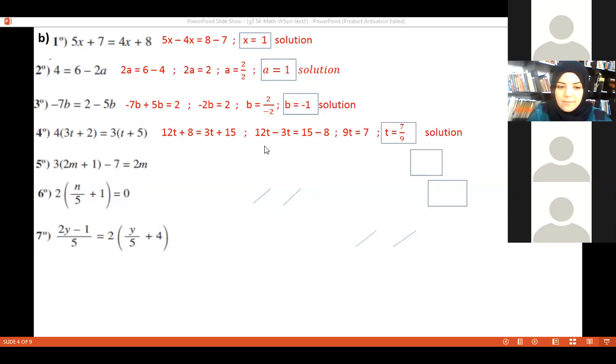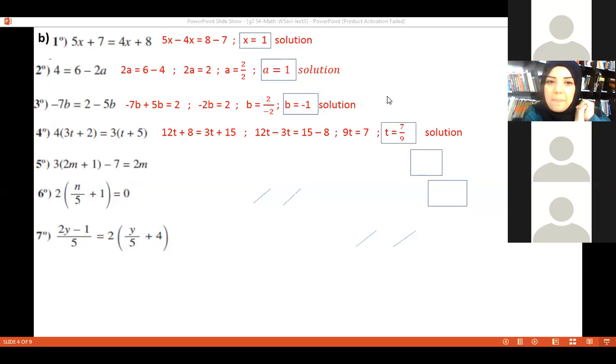How did we know that t is 7/9? Okay. It's 9t equals 7, right? Now, what do we do? We take the coefficient of the variable, we put it as a denominator. The coefficient of the variable should be put in the denominator. So we have now 7 over 9.